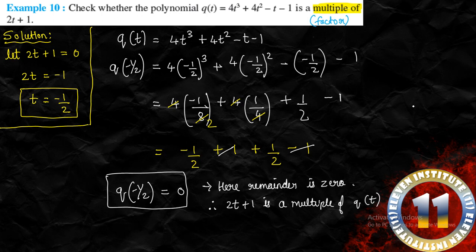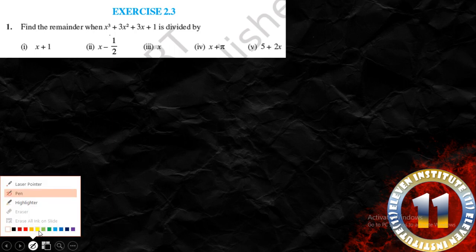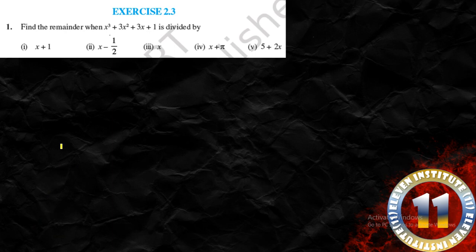Let us now move ahead. And now we have exercise 2.3, question number 1, which has 5 sub questions as you can see on your screen. Right? So what we have to do again? We have to find the remainder. So simply, for finding the remainder, we need not to perform the division. We will take this as 0, find the value of x, and that value of x we will put up in this polynomial.